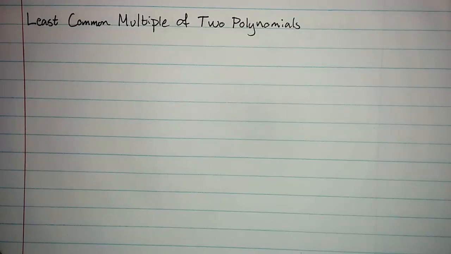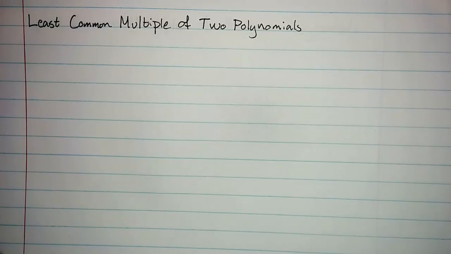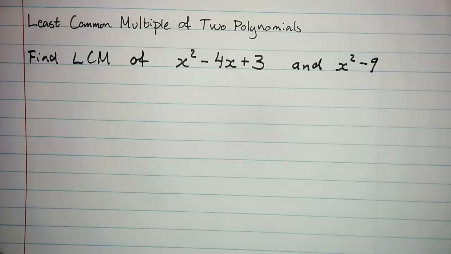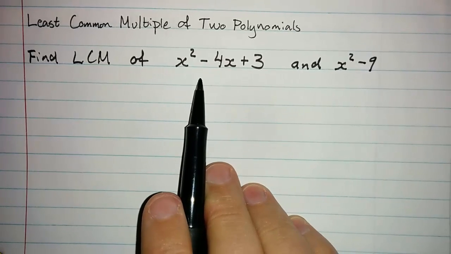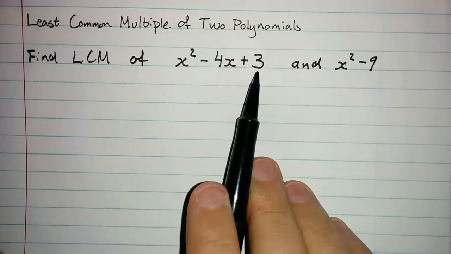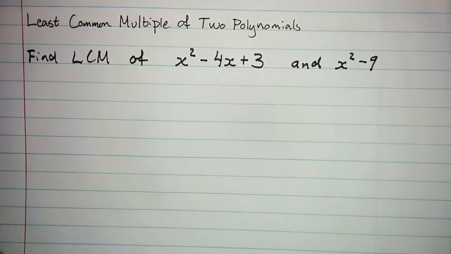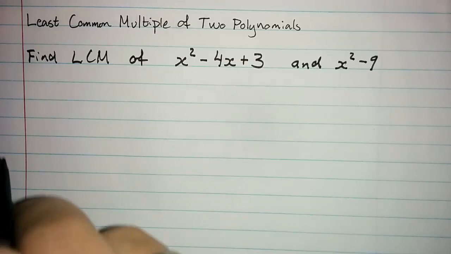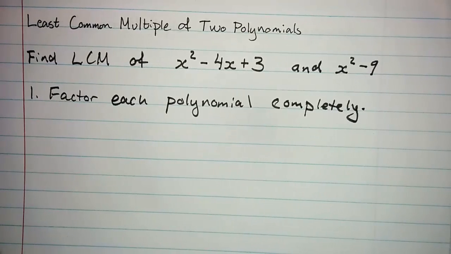Once we can factor polynomials completely, we can write the least common multiple of two polynomials. How? Let's suppose we wanted to find the least common multiple of the polynomials x squared minus 4x plus 3 and x squared minus 9. Well, just like numbers, we would begin by factoring them into primes. X squared minus 9 is a little bit easier. It's a special form.